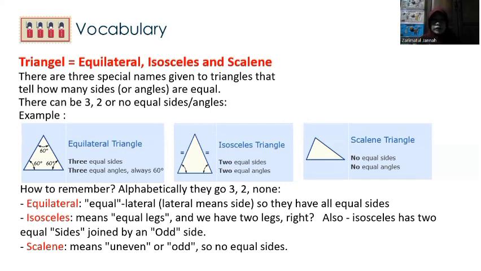Okay, in bahasa, equilateral triangle is segitiga sama sisi, three equal sides. Isosceles triangle is segitiga sama kaki. Scalene triangle is segitiga sembarang. Next, the vocabulary.